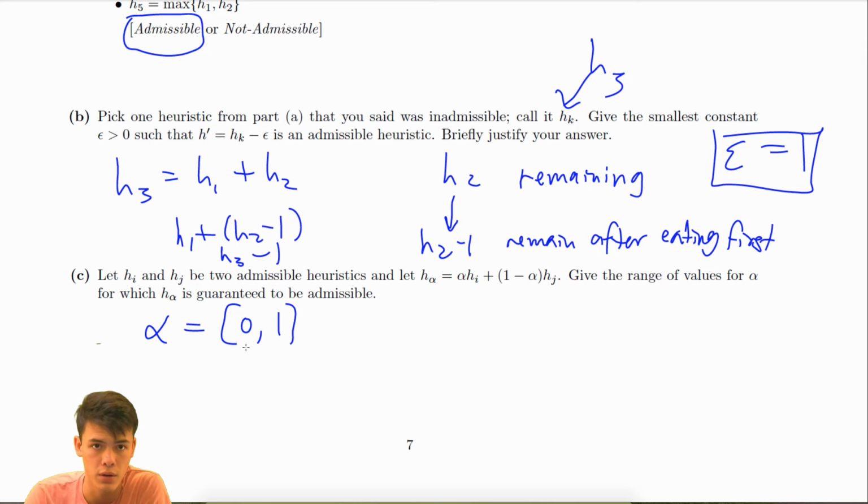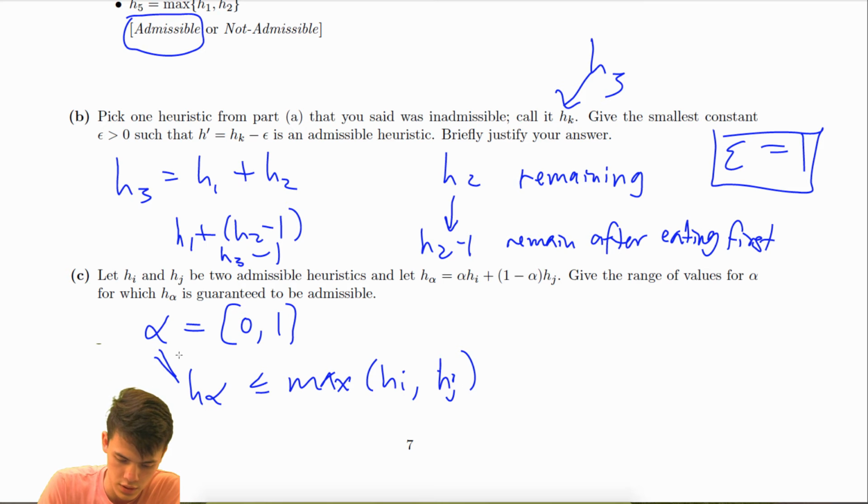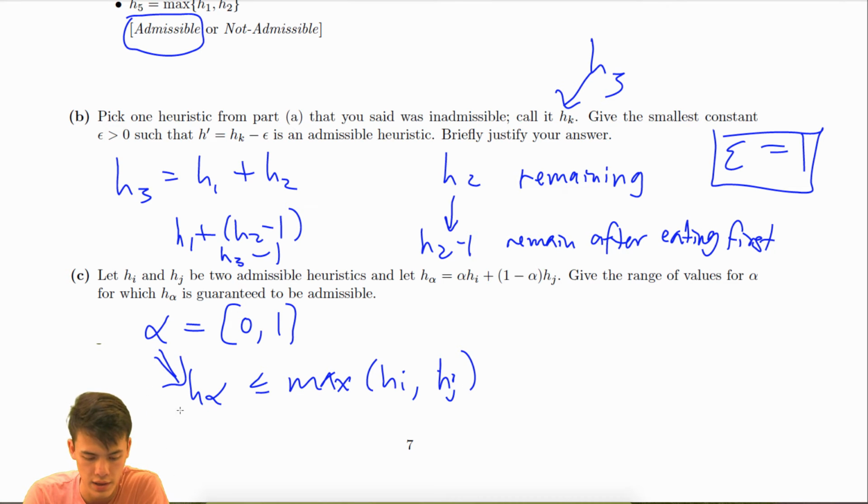And if it's anything in the middle, then it's going to be less than or equal to the max over the 2, right? Because then we would have H alpha less than or equal to max of Hi, Hj. So if we have this value of alpha, then that implies that H alpha is less than or equal to the max of both. And we know that the max of two admissible heuristics is going to be admissible. So this guarantees it to be admissible.